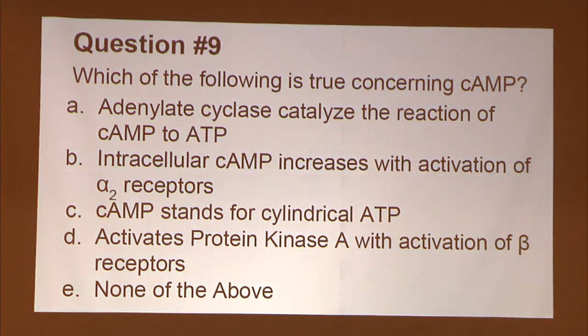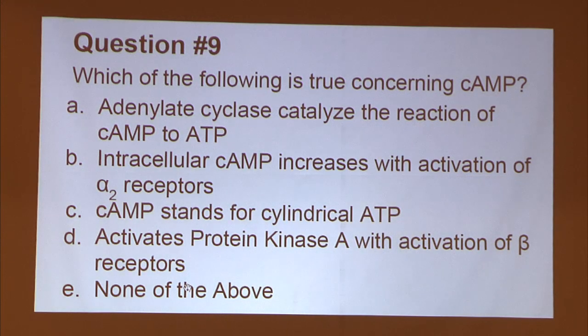B says intracellular cAMP increases the activation of alpha 2 receptors. And that is not true because alpha 2 receptors are what is inhibiting adenylate cyclase from creating cAMP. So we're not going to increase cAMP with alpha 2 receptor activation. So B is not good either. C says cAMP stands for cylindrical ATP, which I don't know, that's not right either. C is cyclic, so like a cyclic, not cylindrical ATP. So that one's not good.